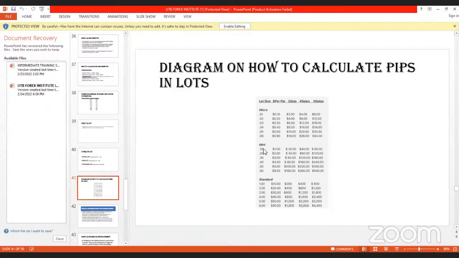So trading 0.1, 1 point move is $1. If it makes 20 points or a 20 pip move with 0.1, that means $1 times 20, $20. If it makes a 60 point move or 60 pip move, that means $1 times 60, which is $60. So you follow it like that: 0.1, 0.2, up to around 0.9.